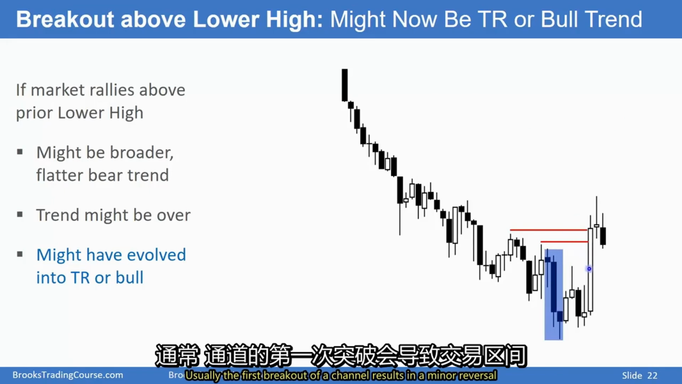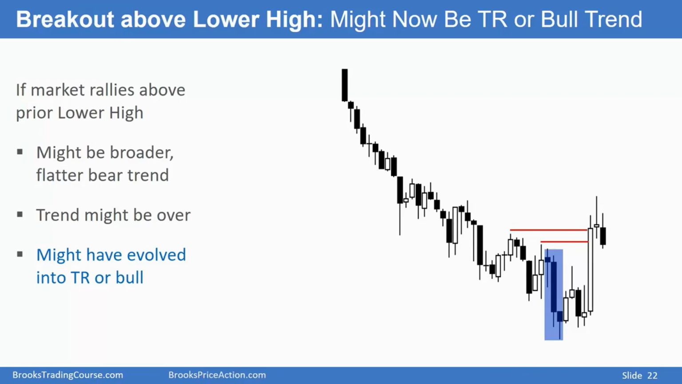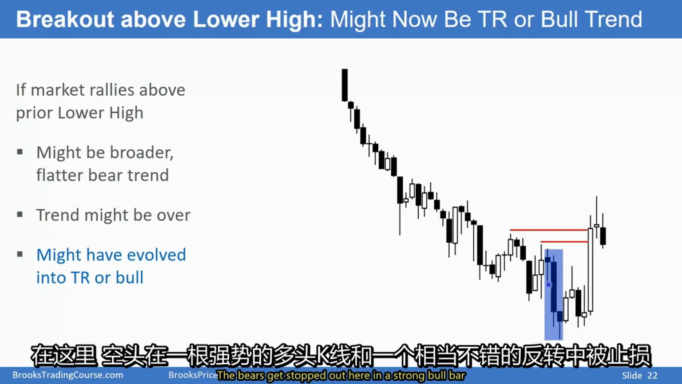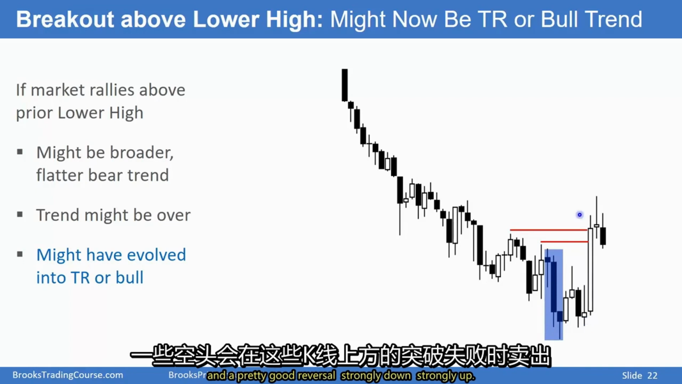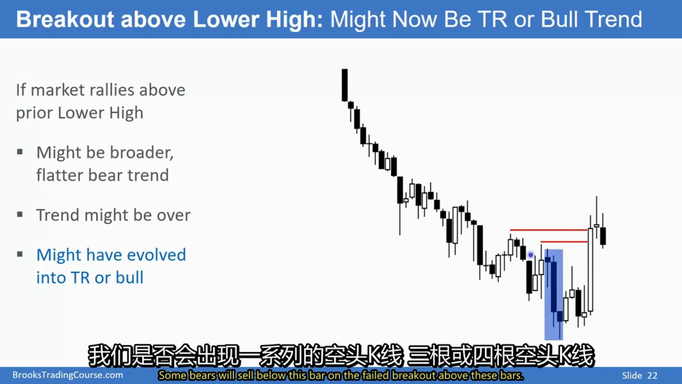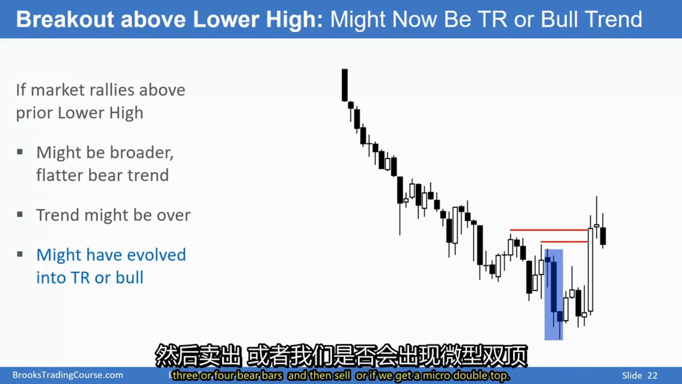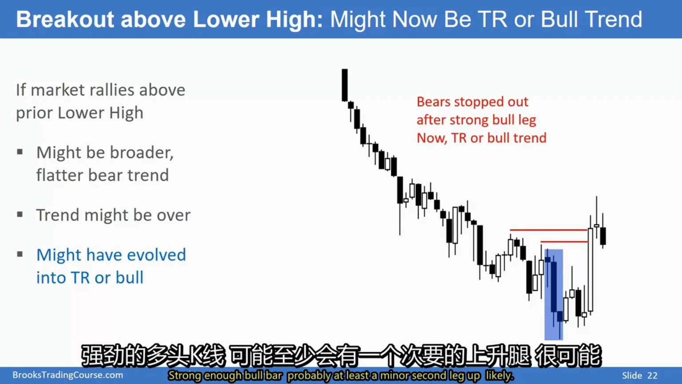Usually the first breakout of a channel results in a minor reversal and a trading range or a bear flag rather than a bull trend. The bears got stopped out here in a strong bull bar and a pretty good reversal, strongly down, strongly up. Probably a minor reversal. Some bears will sell below this bar on the failed breakout above these bars. Others will wait to see if we get a series of bear bars, 3 or 4 bear bars, and then sell, or if we get a micro double top.